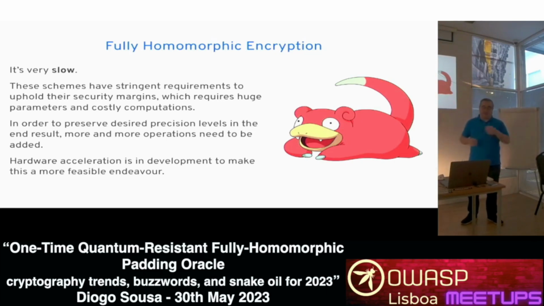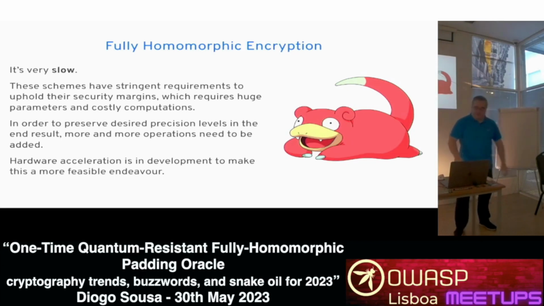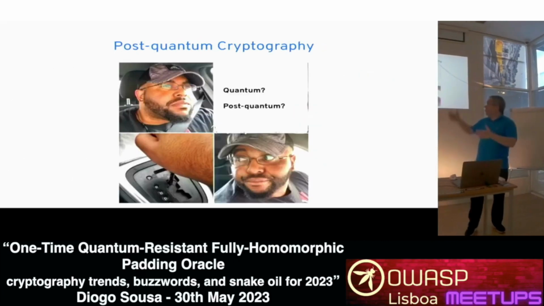The hope is that hardware acceleration that is in development is going to make this a bit more agreeable in the future, but we are still a few ways away from that. Okay? So we've gone through zero-knowledge proofs, fully homomorphic encryption, and all of you are probably here for post-quantum cryptography. But let's stop for a bit and back up.